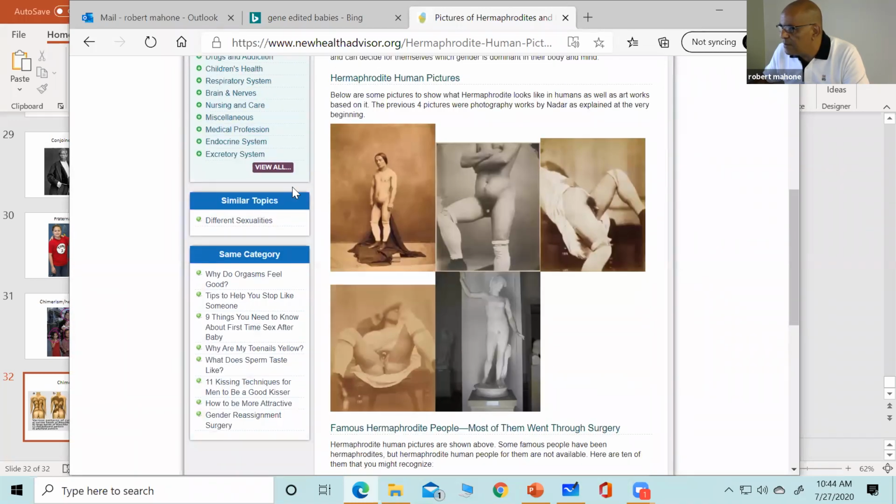Now, you know what these are? These are males. Yeah, these are males.